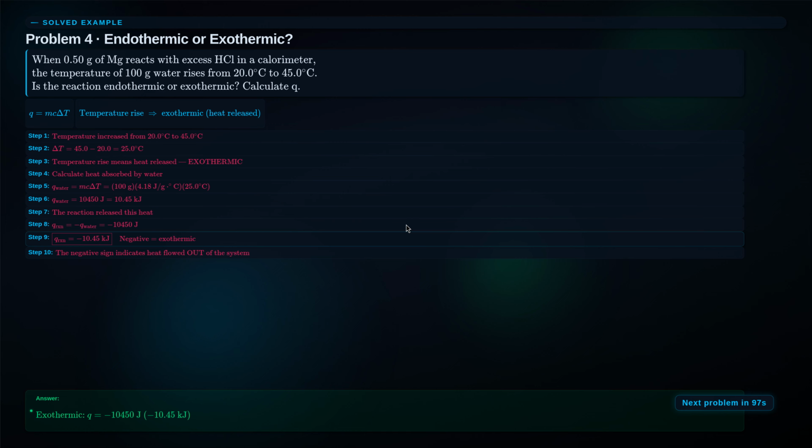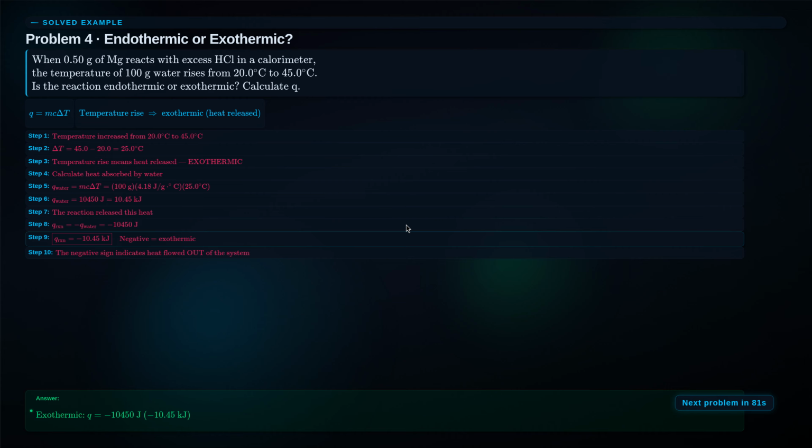Step 1. The temperature increased from 20 to 45 degrees Celsius. Delta T equals 25 degrees. Temperature rise means heat was released. The reaction is exothermic.